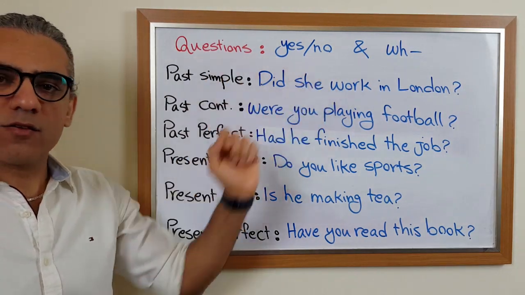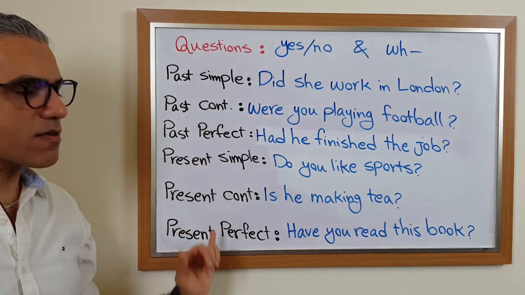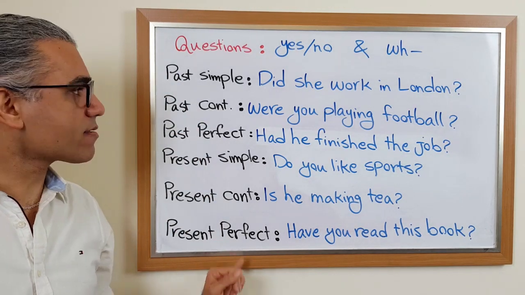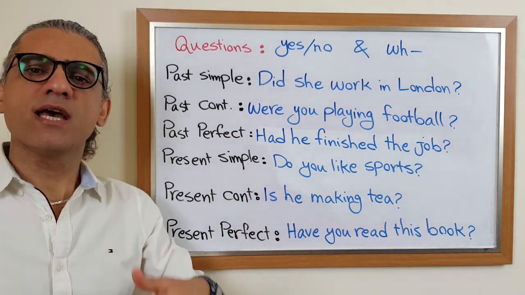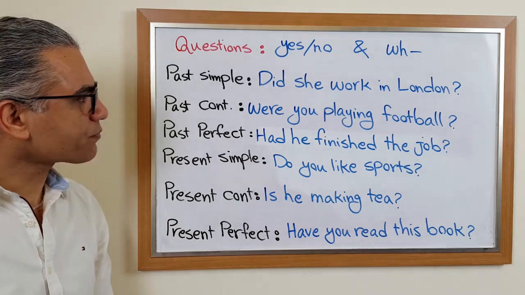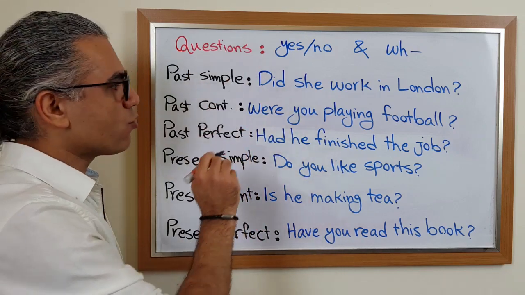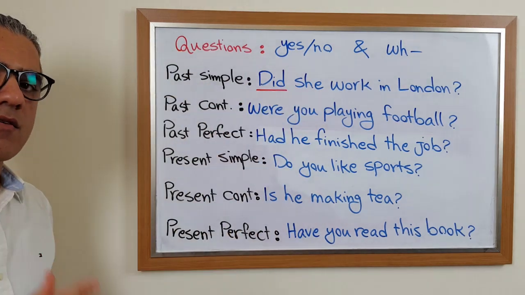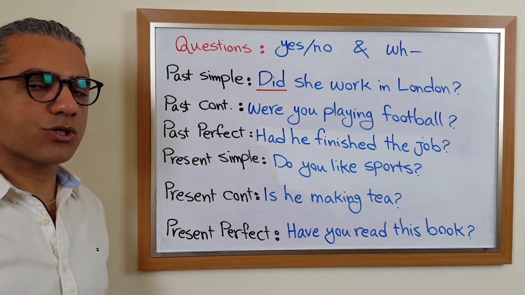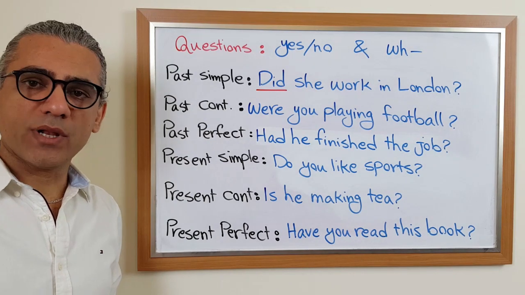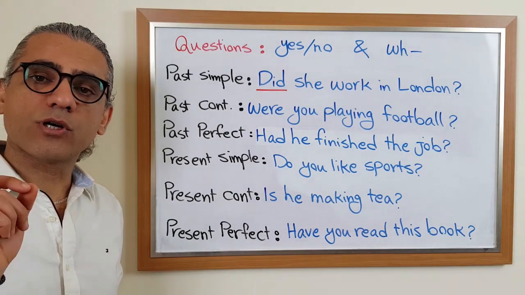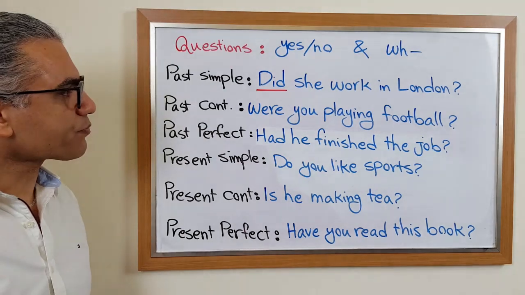Let's start with yes or no questions here. So these are some examples of some tenses, and these are some yes or no questions. Let's see how they are made. Past simple. We start the yes or no question with did. This is our auxiliary verb. If you want to make yourselves more familiar with auxiliary verbs, you can watch our previous video.